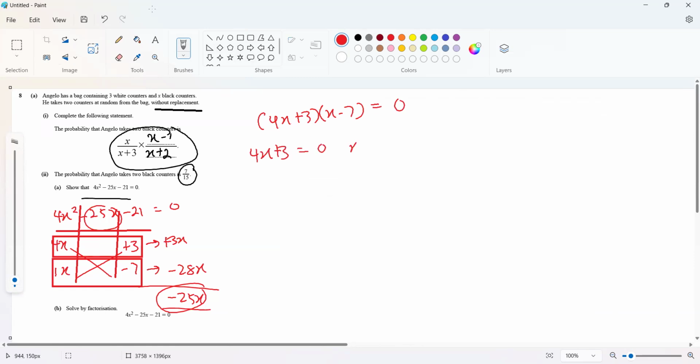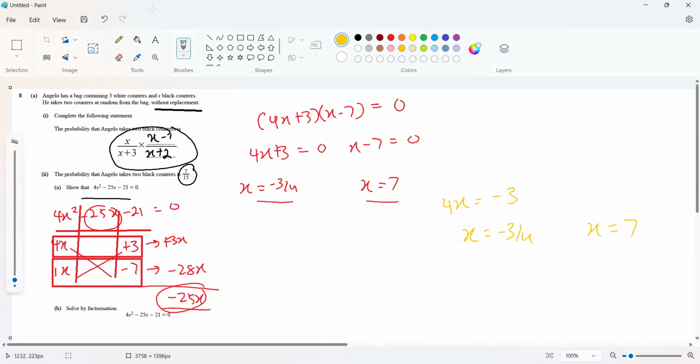4x plus 3 equals 0, x minus 7 equals 0. So x equals negative 3 over 4, x equals 7 in this case. Now, if you want to reverse calculate on your calculator, you also can, but be careful. This will not consider factorization, yeah? So if you get your answer on the calculator, x equals negative 3 over 4 and x equals 7, all you need to do is just reverse your steps.